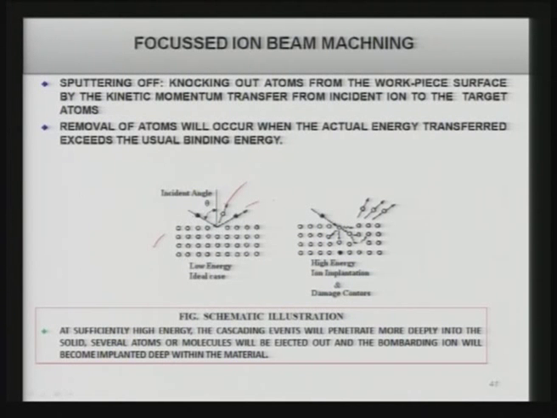But normally the energy contained in the ion is much larger than the bonding energy of these atoms. As a result, in place of one single atom, it removes many atoms from the top surface, and it penetrates inside the surface and sits over there, and this is not a desirable phenomenon. So, the energy of the ion should be more or less the same as what can break the atoms from the top surface and remove them one by one. However, it does not happen so. At sufficiently high energy, the cascading events will penetrate more deeply into the solid. Several atoms or molecules will be ejected out and the bombarding ion will become implanted deep within the material, and this is not a desirable phenomenon.